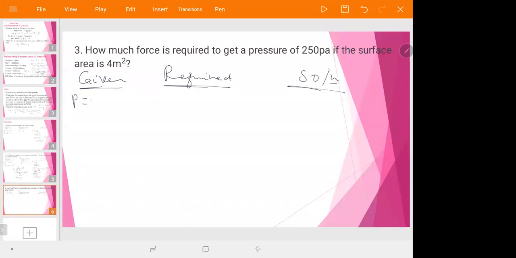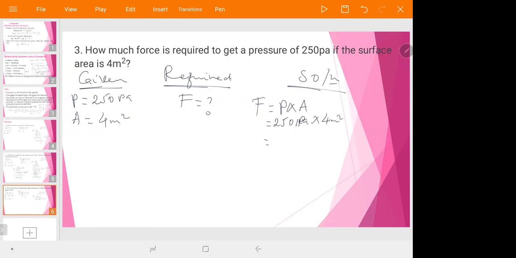Pressure is equal to 250 Pascal and the area is equal to 4 meter square. The required one is force, the force exerted. As we have seen above, force is equal to pressure times area. Your pressure is 250 Pascal times 4 meter square.